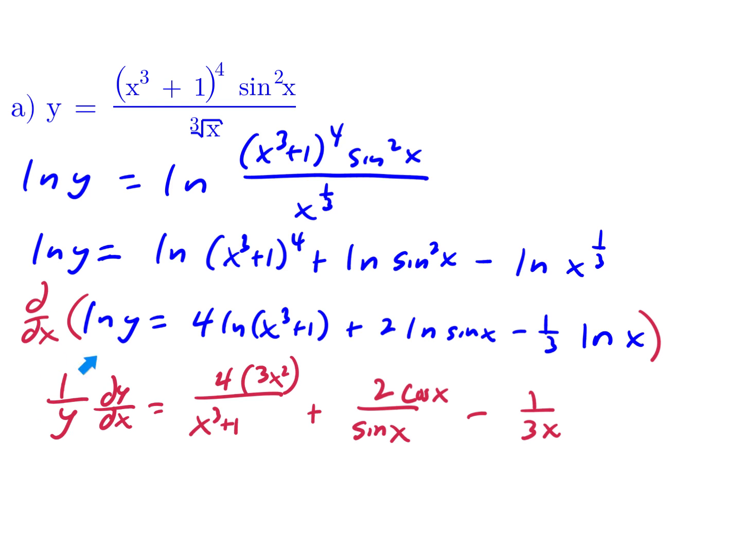Again, this is the 1/y dy/dx. The 4 is just hanging around, so I don't have to worry about it. So it's 1 over this, but then the derivative of this is 3x squared. So that's why the 3x squared is on top, because it's this multiplied by 3x squared.